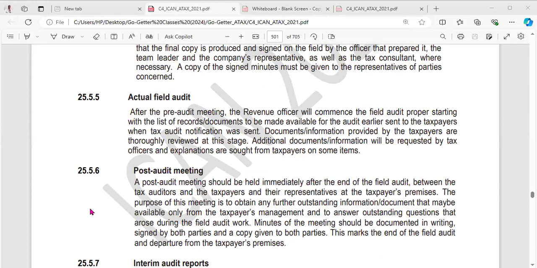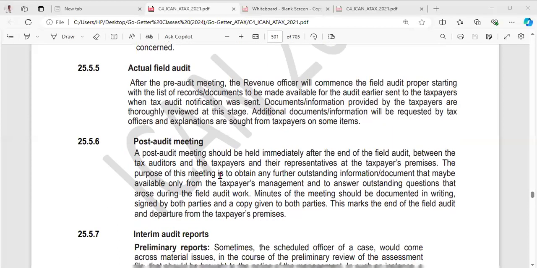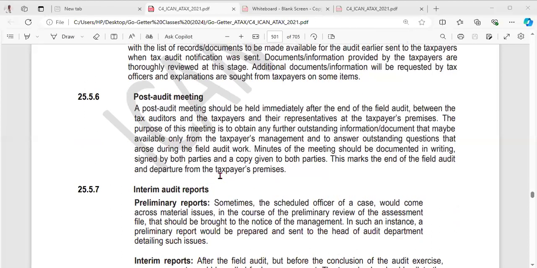When the proper audit has been done, there's going to be a post-audit meeting, where immediately after the field audit, there's going to be a meeting between the tax auditors and the taxpayer or their representative, at the taxpayer's premises. Now, this meeting is to obtain further outstanding information or documents that may only be available from the taxpayer's management and to answer some questions that arose during the field audit.